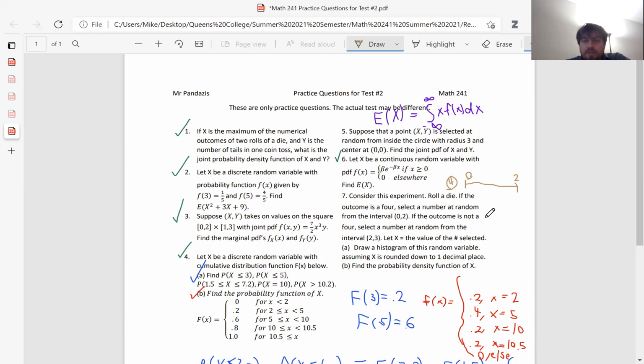If the outcome is not a 4, select a number at random from the interval 2, 3. Let X equal the value of the number selected. Draw a histogram of this random variable. We're going to round to the nearest 1 decimal place. So what are the decimal places that matter? One decimal place means tenths. So we have 20 tenths here and 10 tenths there.